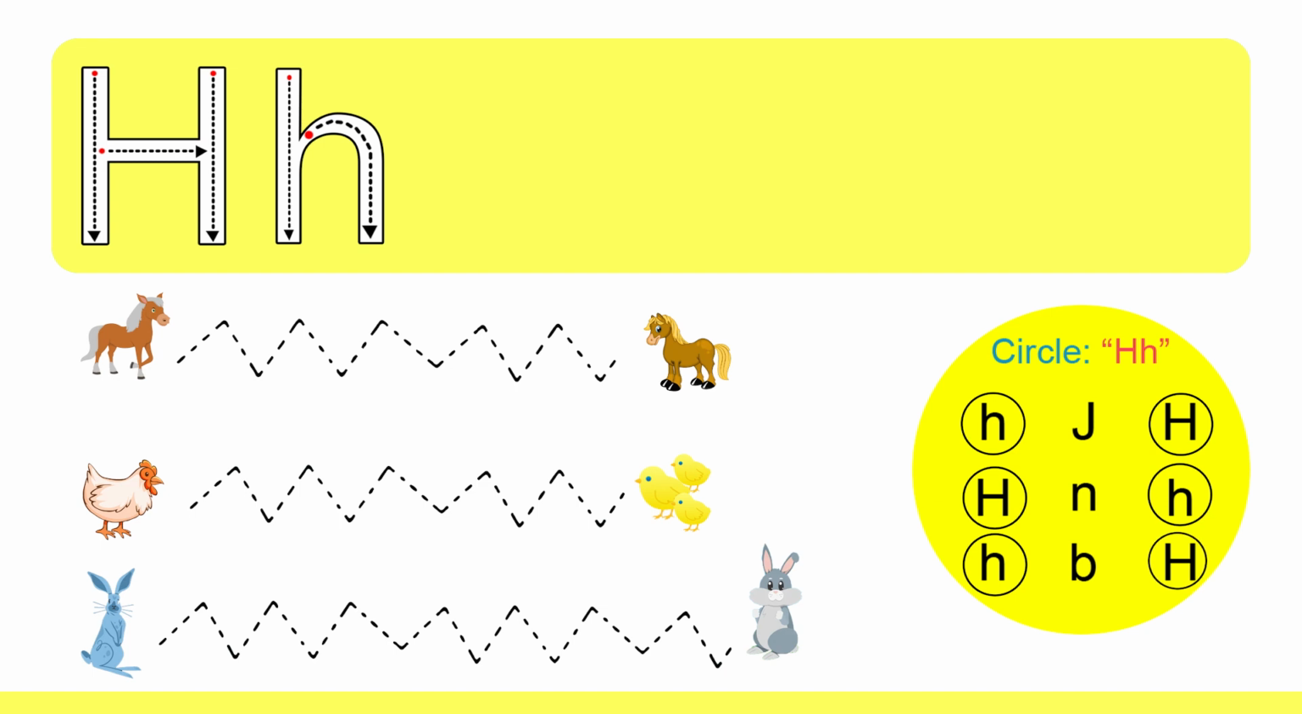Shabash. Connect horse to the toy horse with the help of lines. Connect hen to the chicks with the help of lines. Connect kangaroo to the rabbit with the help of lines.